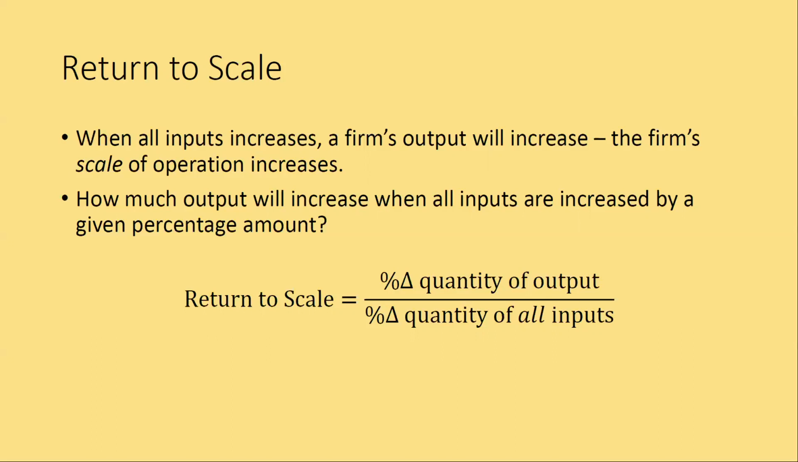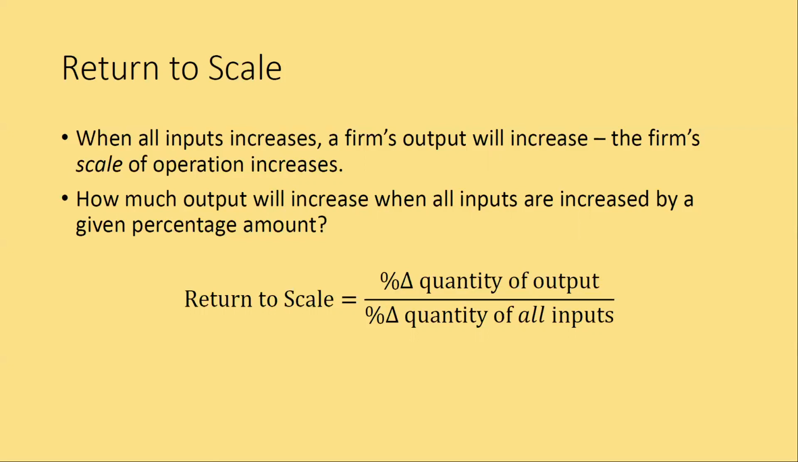But here, the actual number Q that the firm can produce is meaningful, and we are interested in knowing how this Q will change if we increase all of our inputs. So the return to scale is saying that if the firm operates at a larger scale, or if the firm scales up, and by scale up we mean that all the inputs of the firm increase by the same percentage, how much will this firm's output increase?